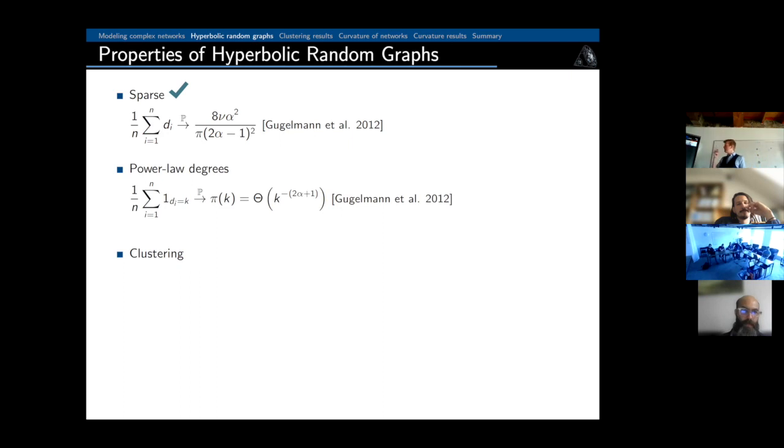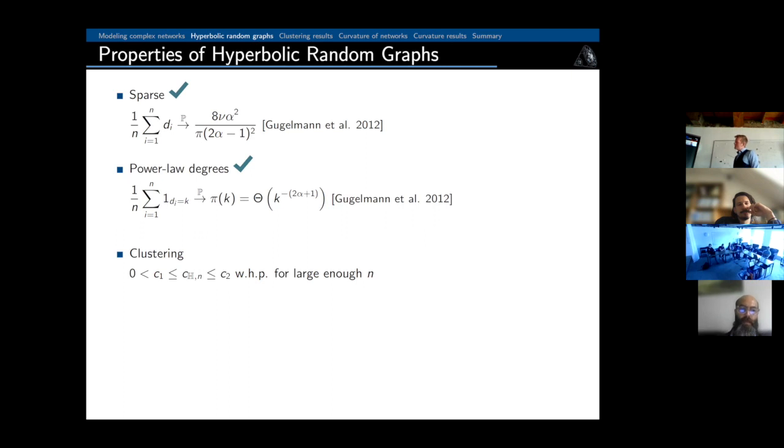What they proved is that the empirical degree distribution converges to some function, and then they showed that this function is of the order of a power law. This is a very high level summary of their results. Their results are more specific, but this is basically the takeaway. So these degree distributions have power laws.